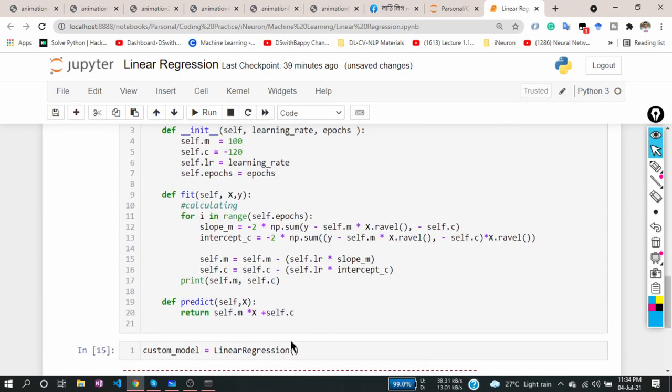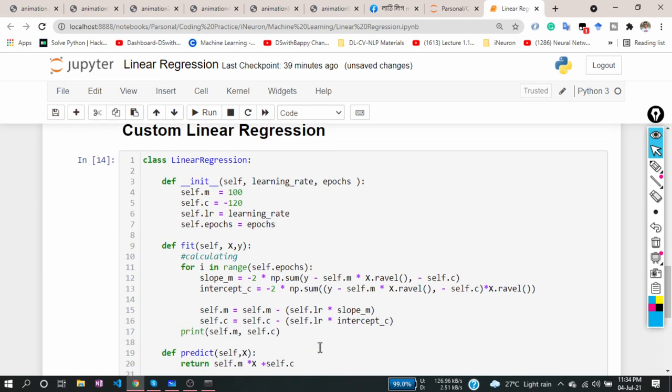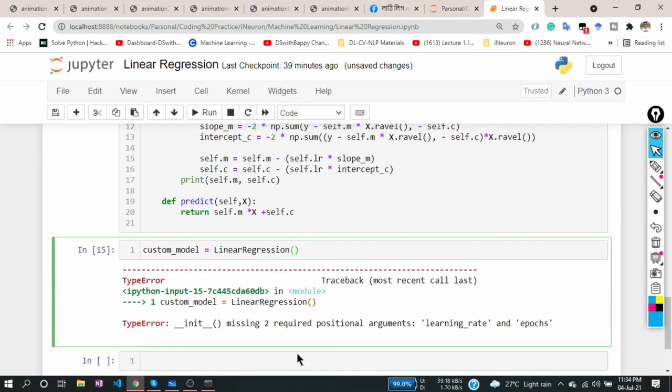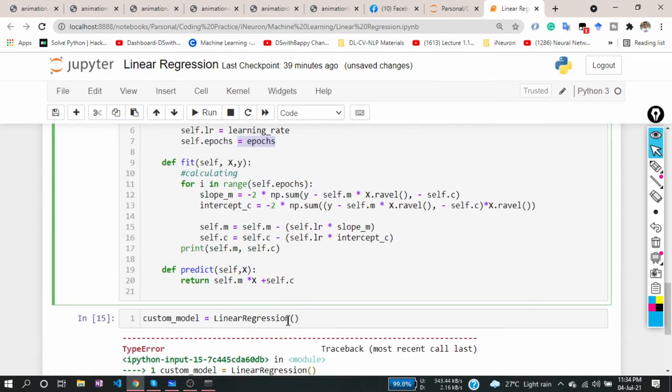In LinearRegression, I have to give two values because I have defined them: first the learning rate, and then the epochs. Let's say the learning rate is 0.5. Actually, 0.5 is a very high number, so let's keep it at 0.01.